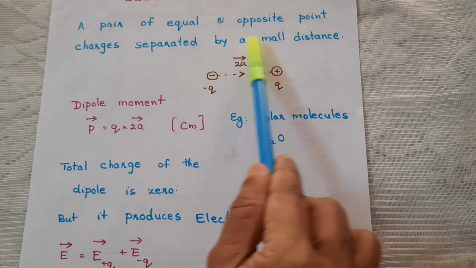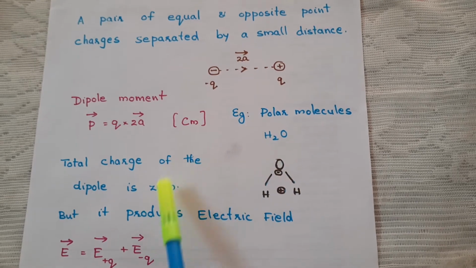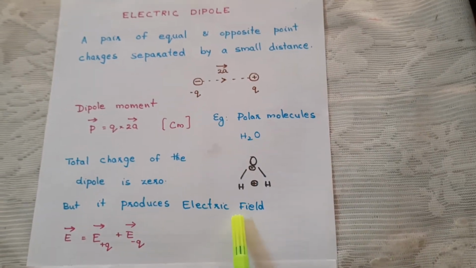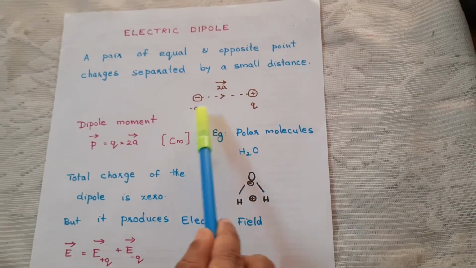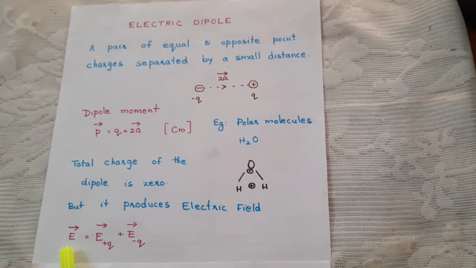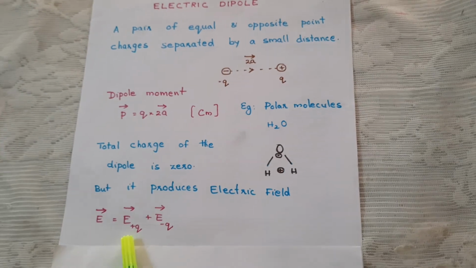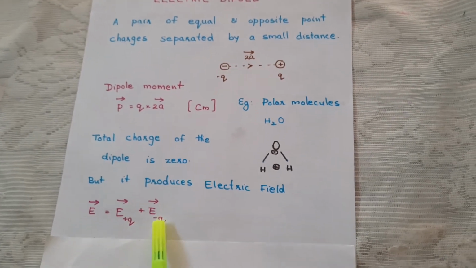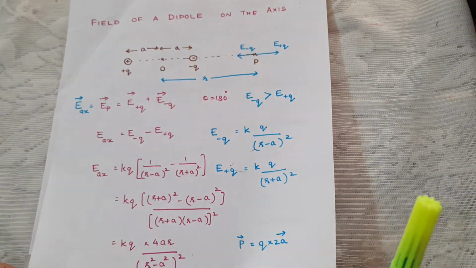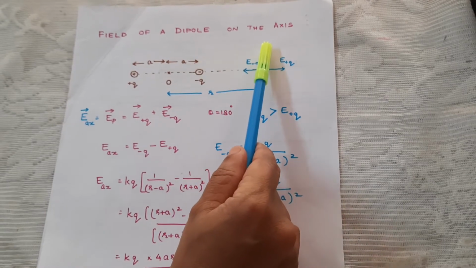If you consider dipole as a whole, the total charge of the dipole is 0. But dipole produces an electric field in the surroundings because the charges are separated by a distance. Electric field at any point is the vector sum of the electric fields due to positive charge and negative charge. So, let us find the electric field of a dipole at a point on the axis.